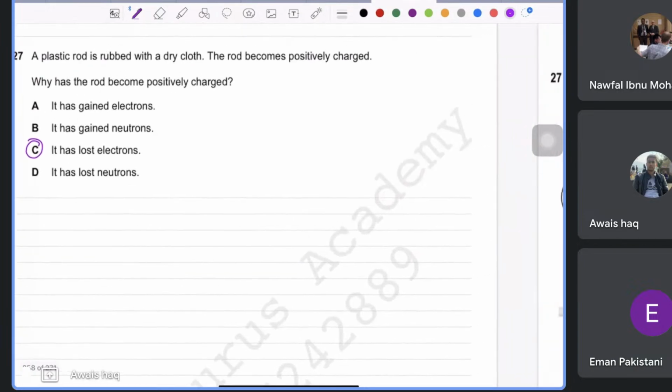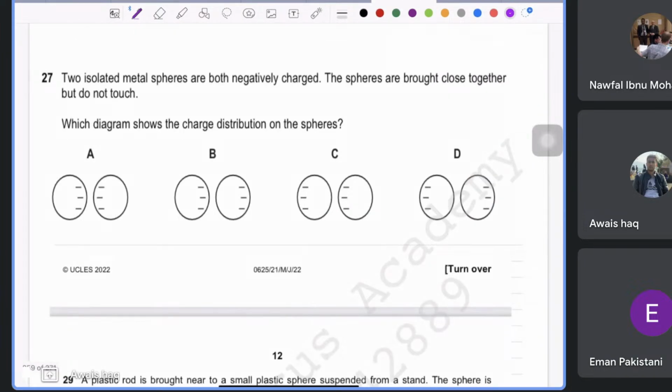Okay, good. Very good. Now, in this question, it says two isolated metal spheres are both negatively charged. The spheres are brought close to each other, but they do not touch. Which diagram shows the charge distribution? Both are negative, but negative and negative repel each other. So, what do you think would be the answer?